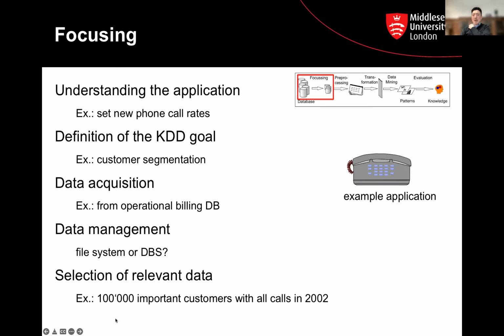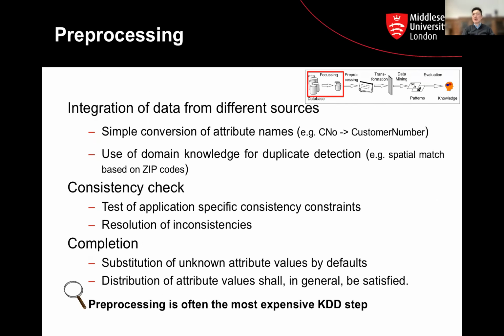And for example, if you're a large telephone company like British Telecom, you have so much data of millions of customers over, I don't know, decades. And it's not practical or efficient to start with all the data at the very beginning. So you might select a subset of the data from a particular period. That's the focusing.